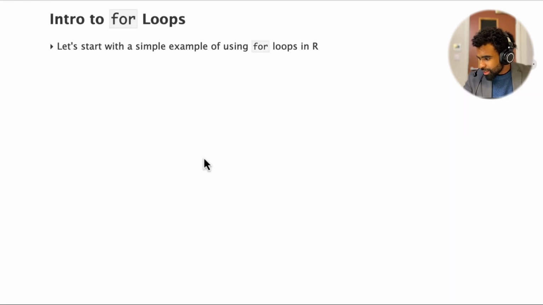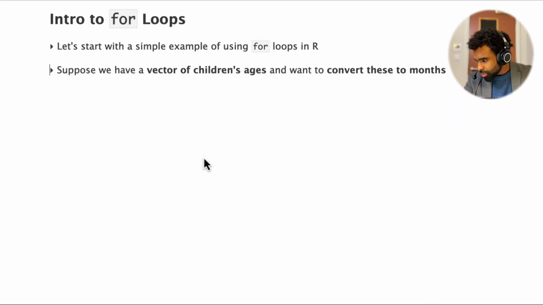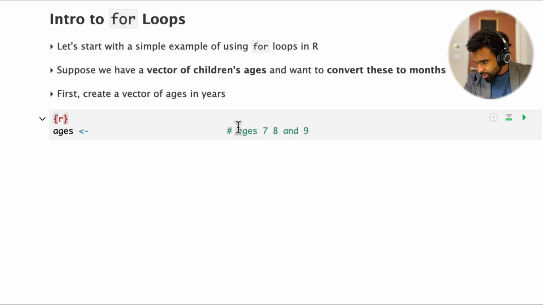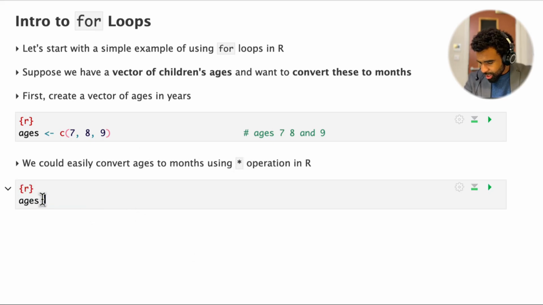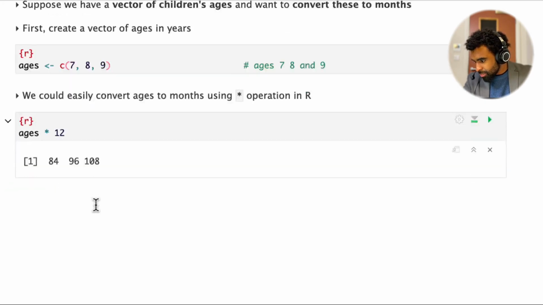Let's start out with a simple example of using for loops in R. Suppose we have a vector of children's ages and we want to convert these into months. So let's create that vector of ages in years. We'll create a vector of the ages 7, 8, 9, so we use the c function: 7, 8, 9. Now we can easily convert this to months in R just using the asterisk operator, which stands for multiplication. So ages times 12. And now we have the ages in months.